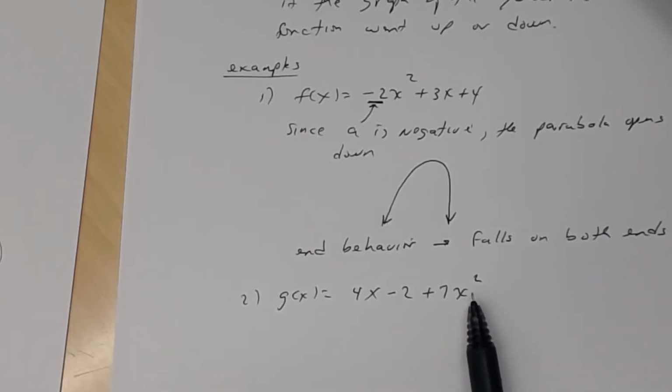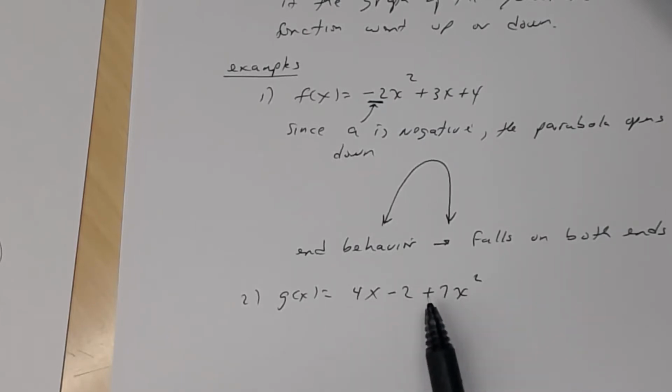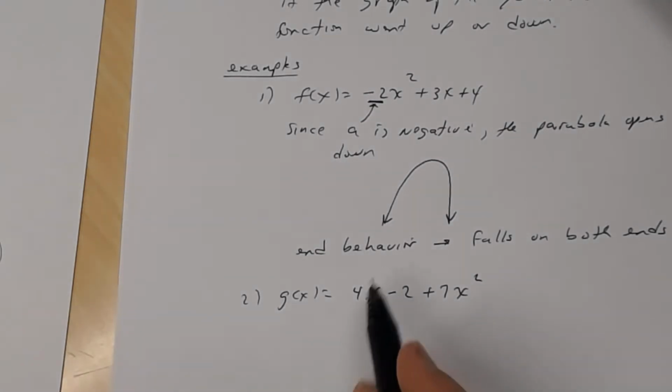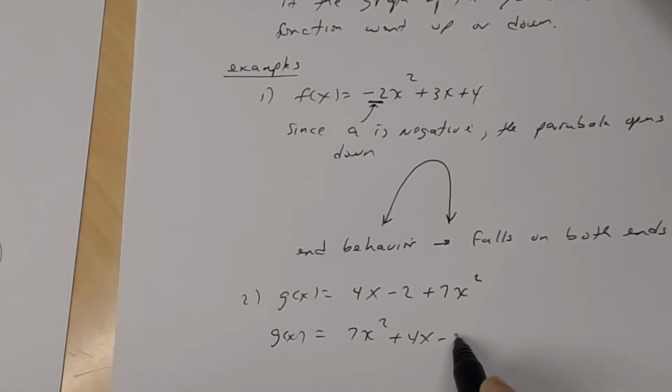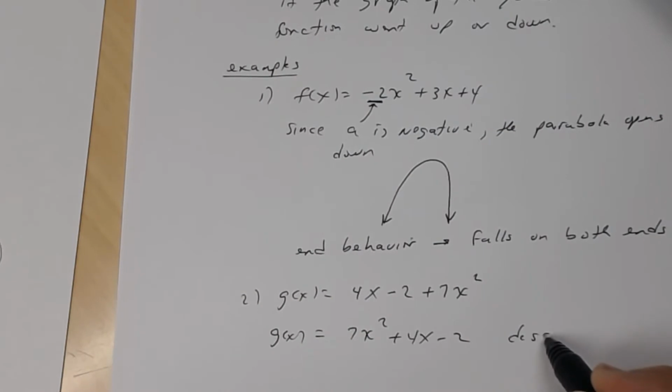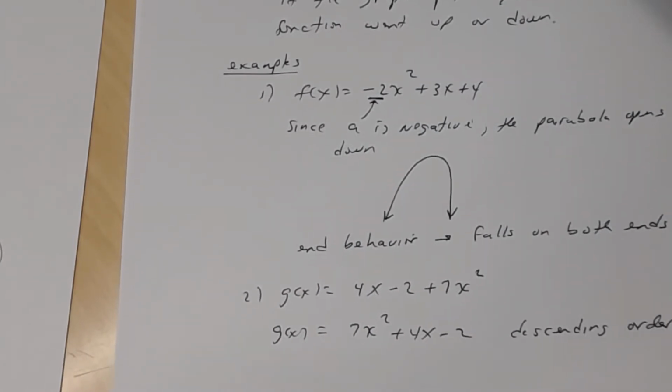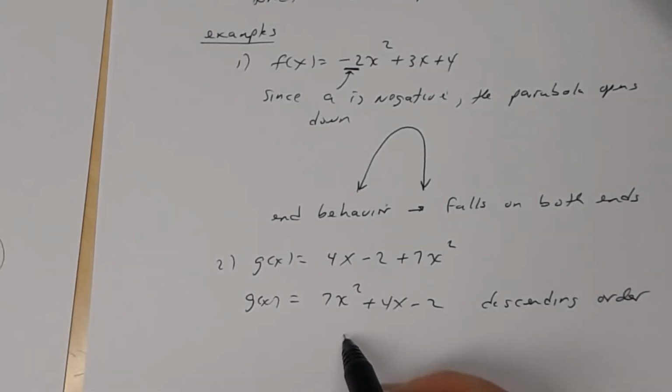So you always want to make sure that the largest degree term, remember we talked about degrees before, so this term right here has the largest degree, is listed first. So you have to rewrite this as 7x squared plus 4x minus 2. You've got to make sure it's in descending order. Now this is my leading term.